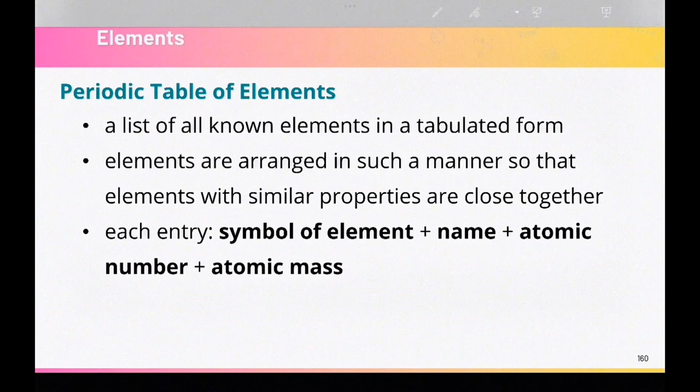For example, we have here the element. H is the symbol of the element, and the name is hydrogen. For the atomic number, we see here 1. And for the atomic mass, it is written here as 1.001. So that's how you read and understand the parts of a certain element in the periodic table.